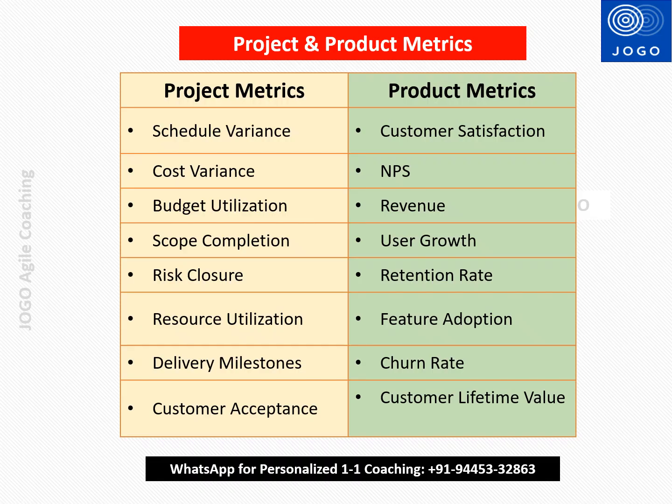So project will have output related metrics and product will have the outcome related metrics. Outcome is the benefits and the customer value. Project will have the execution related metrics. So hope this is clear and helpful to you.